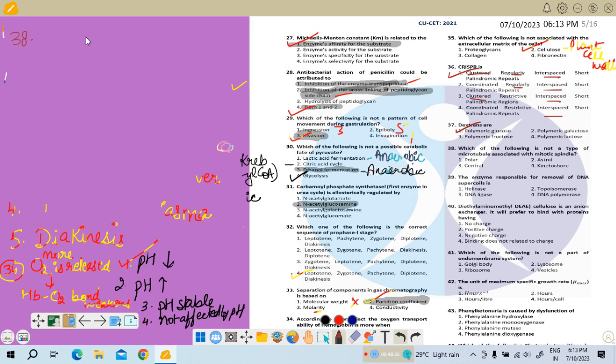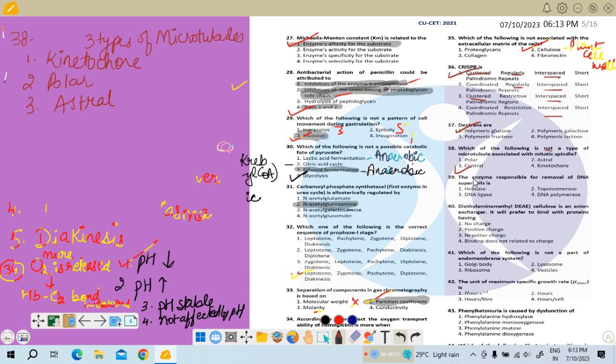Here we have three types of microtubules: kinetochore, polar microtubules, then astral microtubules. So central is not there, so this is not a type of microtubule.